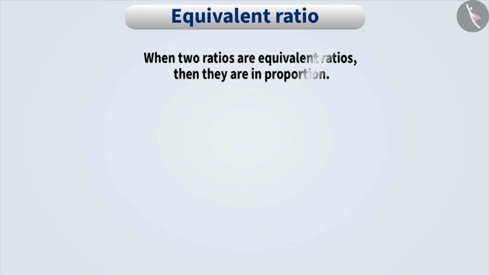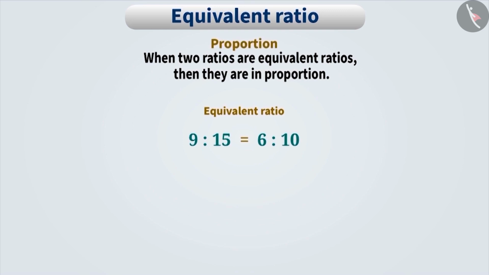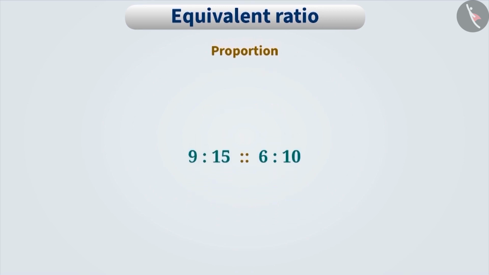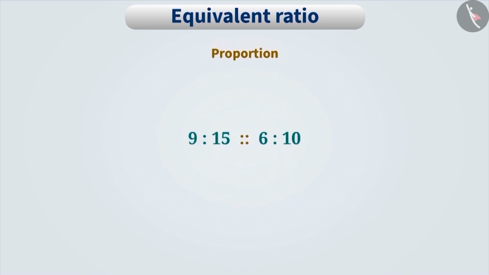If two ratios are equivalent ratios, then they're in proportion. For example, since 9 is to 15 and 6 is to 10 are equivalent ratios, they are proportionate and are expressed as 9 is to 15 is in proportion to 6 is to 10, or with a double colon.